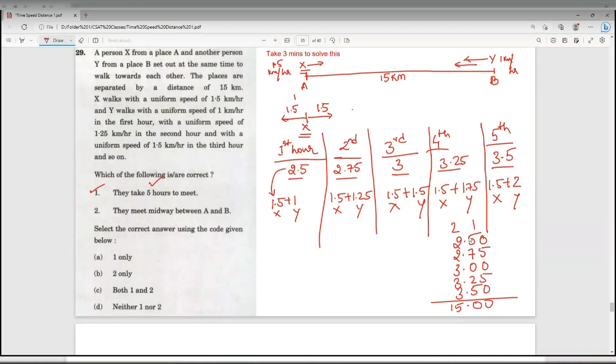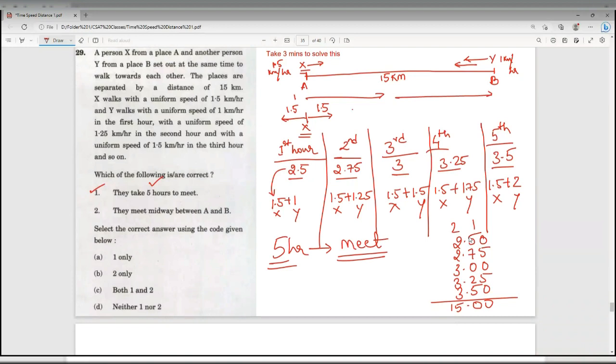So what they're saying is in 5 hours, they are going to meet. And where are they going to meet? So we have to find out the distance in 5 hours. What is their speed, or where do they meet? So the distance covered by these people.